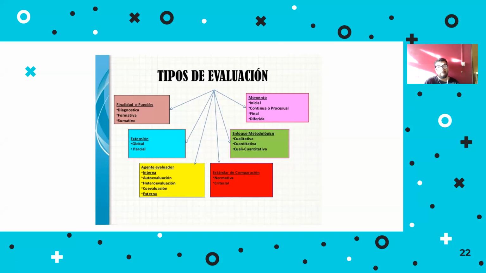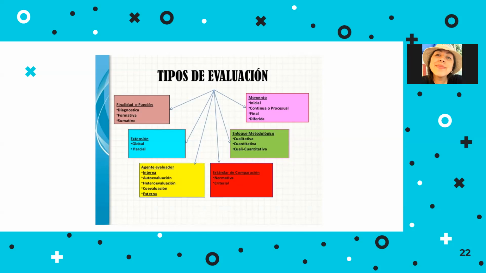Or it can be partial. Partial means unit by unit or objective per objective. It could be in terms of evaluator, who evaluates what. It could be what is called inner or extern. So inner means that the people of the same school evaluate. It could be self-evaluation, co-evaluation, or others' evaluation, or in Spanish you say una heteroevaluación. It doesn't have anything to do with being heterosexual, by the way.